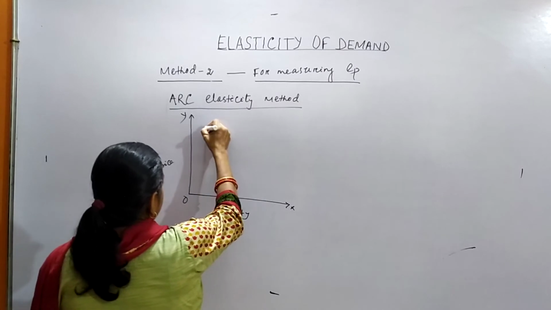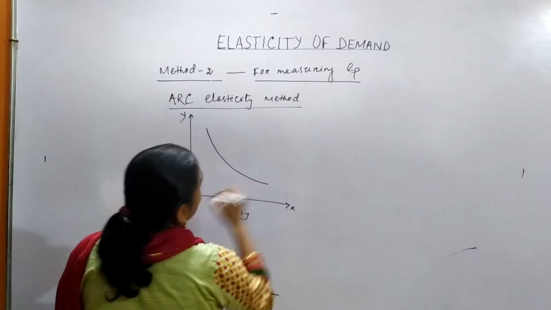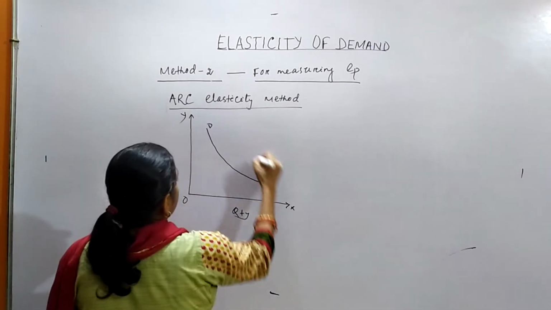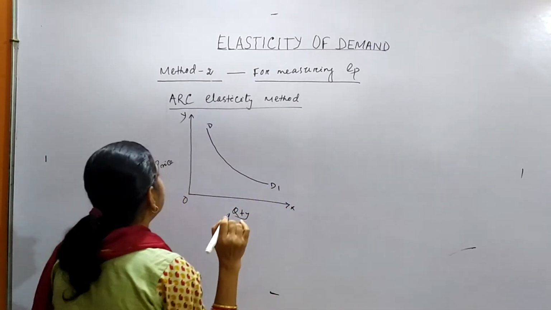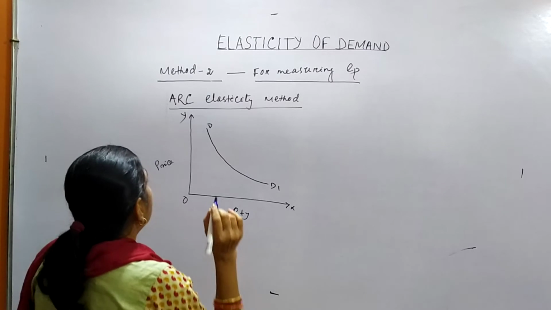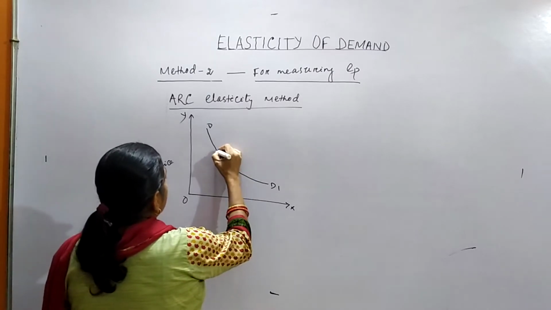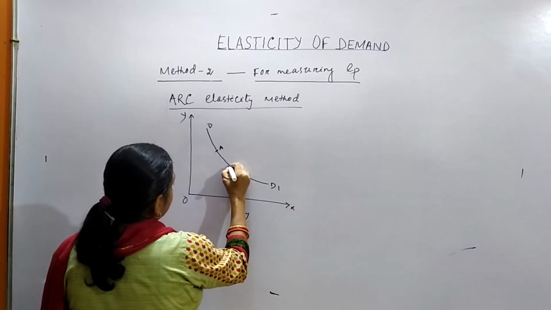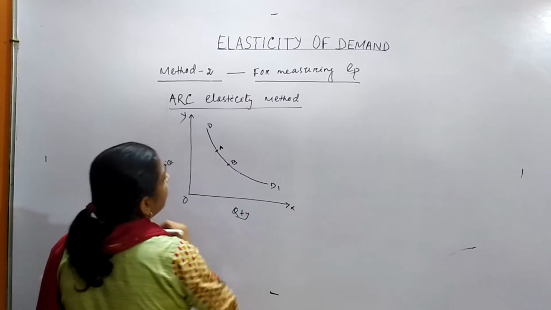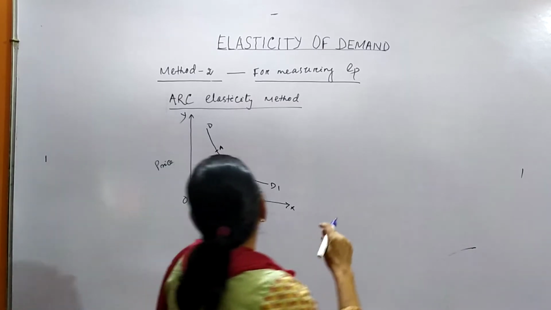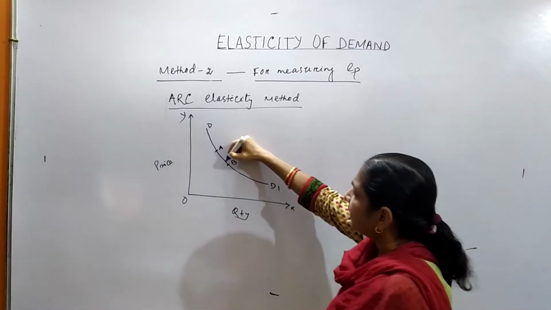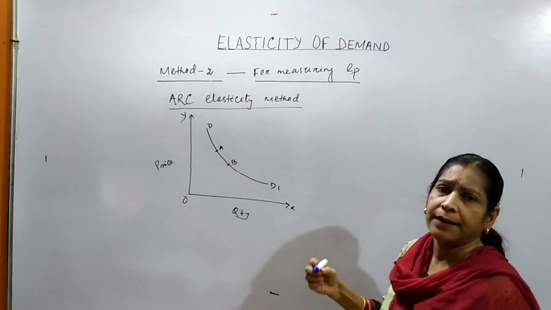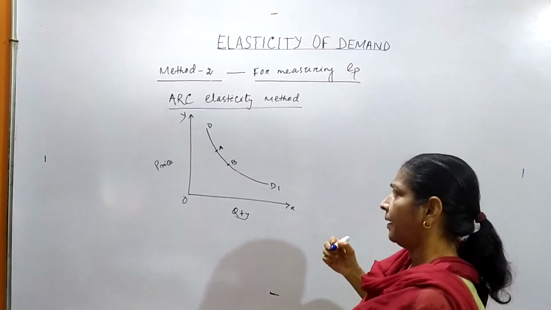This is our demand curve. D1 is the demand curve. Suppose this is a point A on the demand curve, this is a point B on the demand curve. So the distance between A and B, this is known as an arc.